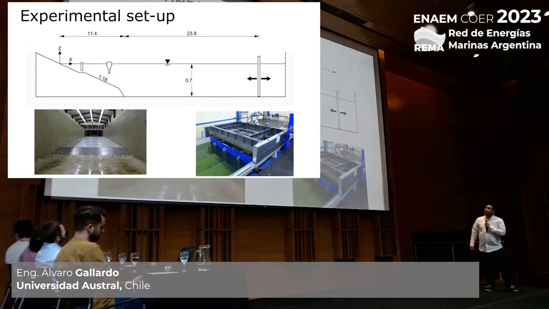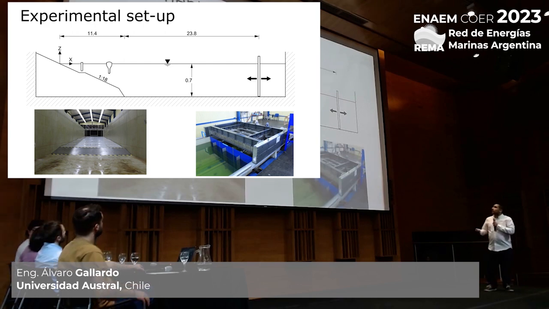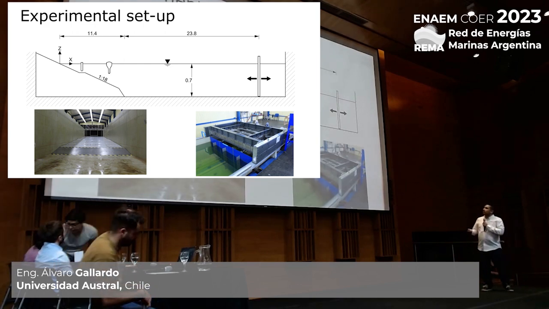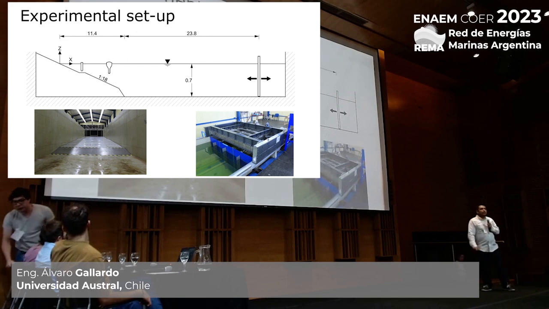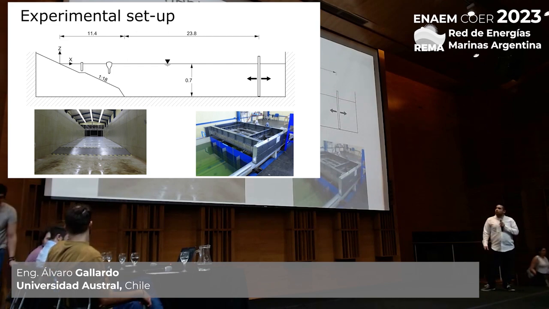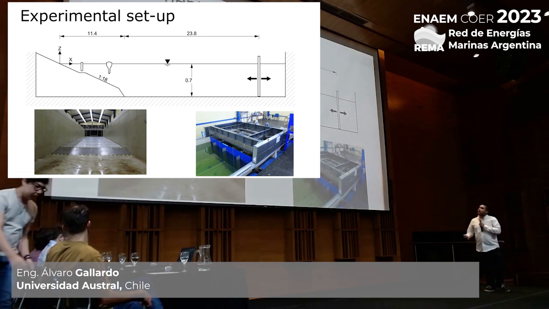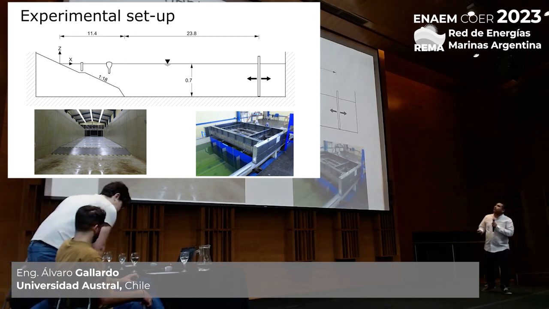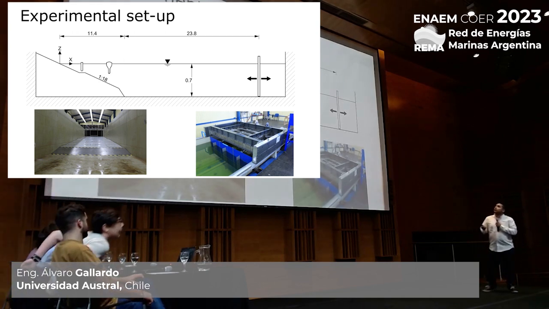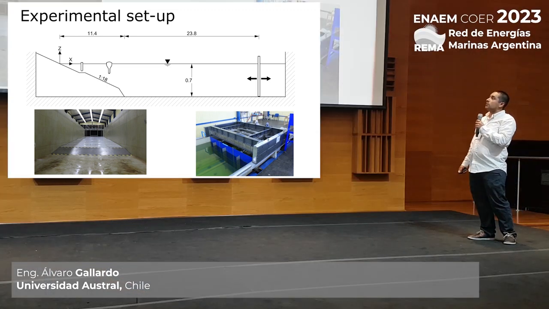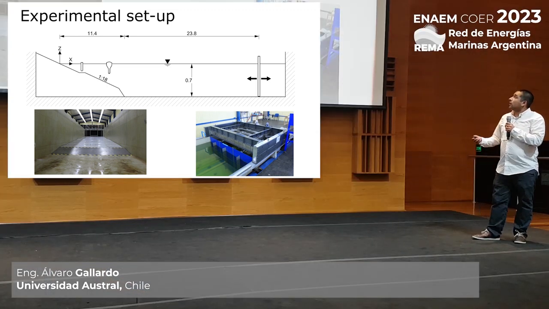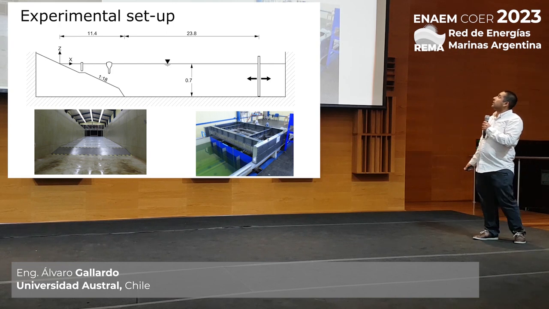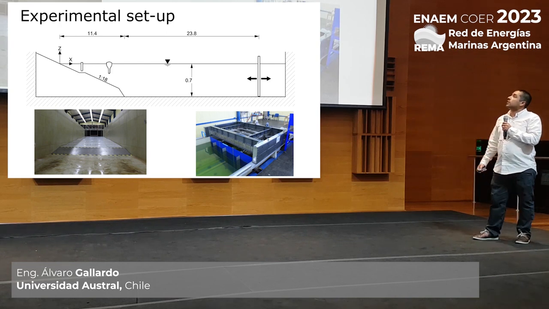So the experimental setup considered a wave generator, a paddle wave generator, working in a piston mode, and an artificial beach was installed on the opposite side, which has a slope of 1 to 18. And the depth in the tank was 0.7 meters.